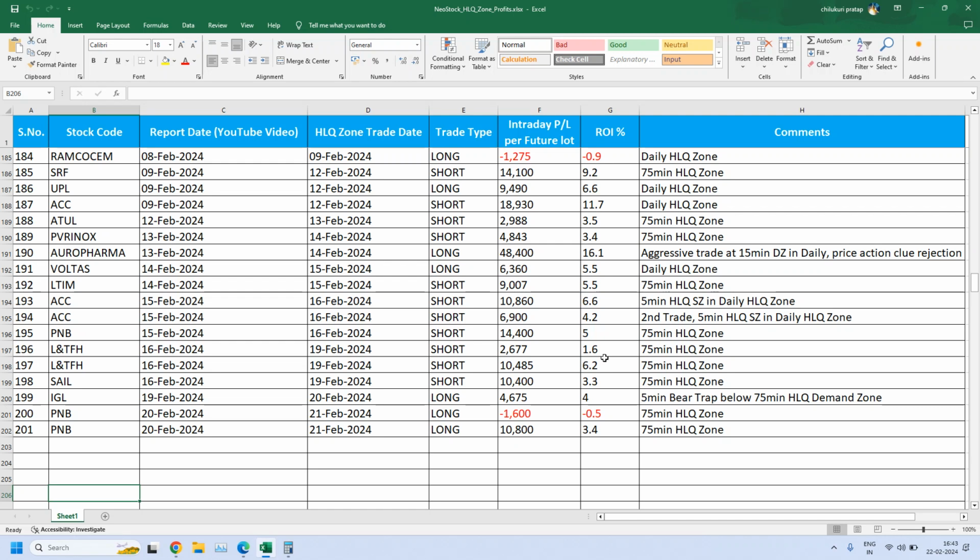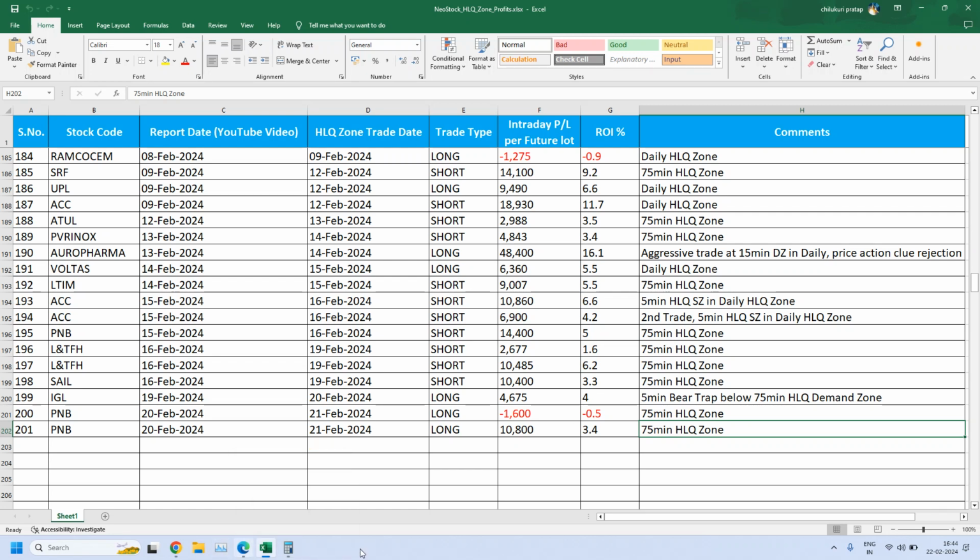Those people who are thinking all these are my trades: as a summary, these are not my trades. These are the opportunities provided by the NeoStock software. Whatever opportunities it provides, those opportunities are executed on the charts. You might have taken a trade or not taken a trade, that is a different story. But the trade is executed on the chart. Whatever trades are executed on the charts, that is what I am mentioning in this Excel sheet. I am not mentioning my trades.